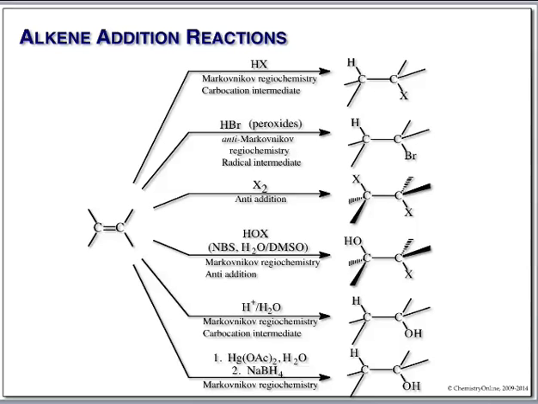HBr, we'll see if we do this in the presence of peroxide, that by gosh, we get the opposite result. And we'll call this anti-Markovnikov. If we add halogen, X2, chlorine, bromine, iodine, we will get a 1,2-dihalide. And the stereochemistry will be trans. If we add HOX, where X is a halogen, we will get a halohydrin. We will learn that Markovnikov regiochemistry is observed for the hydroxyl group.